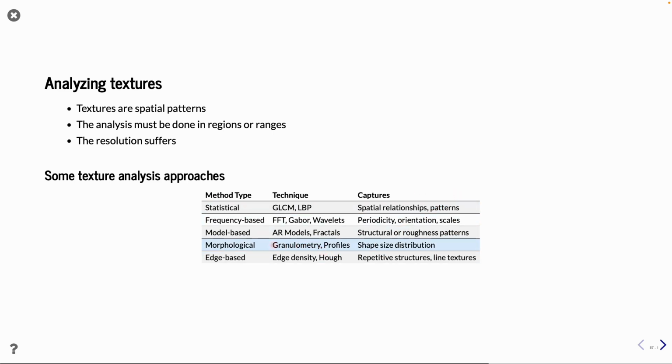Also morphological, then you can look at granulometric and getting size distributions in the object. Or you can also look at edge-based, so you try to enhance the edges and look at orientations of these patterns, so it's more for the repetitive structures. Also like the frequency-based, but a little bit different approach. It really requires that you have lines that you can work with.